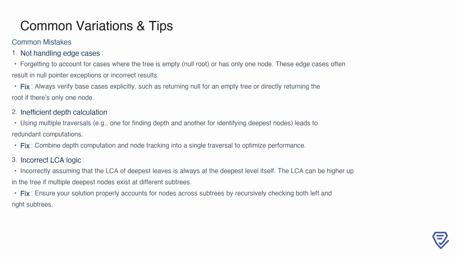Another frequent issue is inefficient depth calculation. If you perform multiple traversals for depth computation and identifying nodes, you're introducing unnecessary redundancy. Instead, optimize your solution by combining these tasks into a single traversal. Lastly, be cautious with your LCA logic. It's easy to mistakenly assume that the lowest common ancestor of the deepest leaves must always be at the deepest level. However, the LCA might be higher up in the tree if the deepest nodes are spread across different subtrees. To address this, ensure your recursive solution considers both left and right subtrees properly.